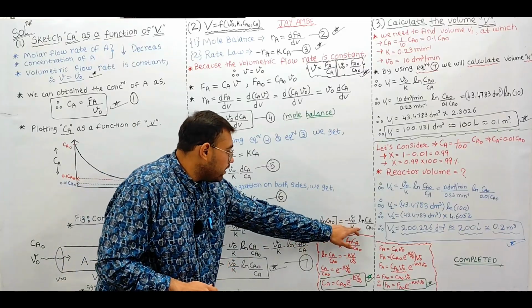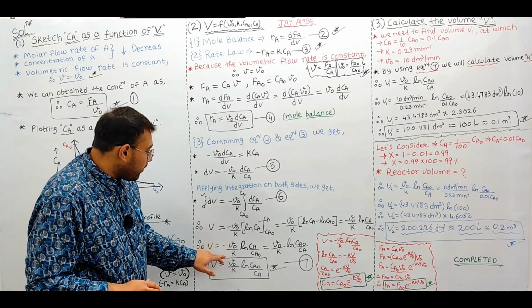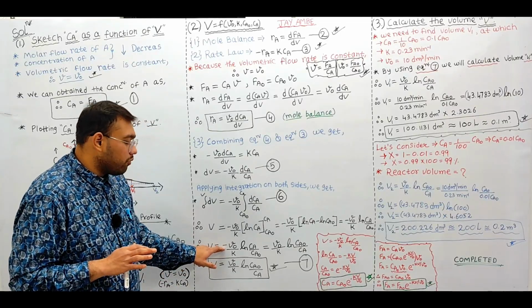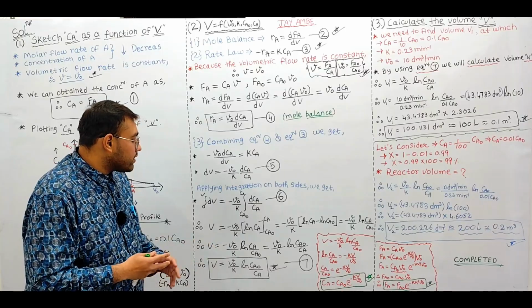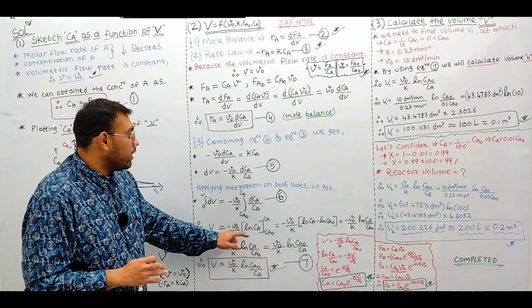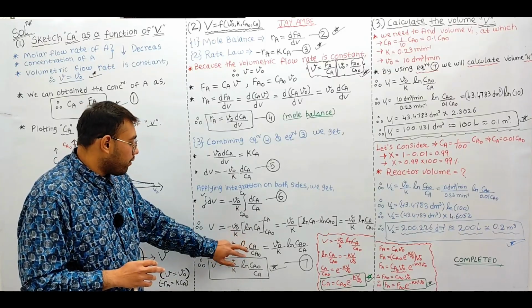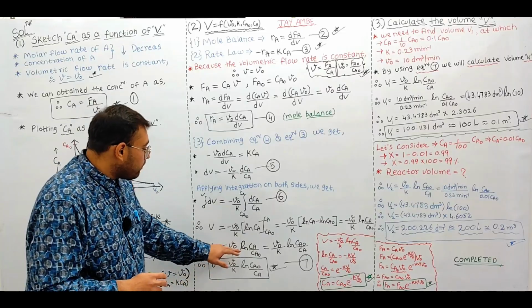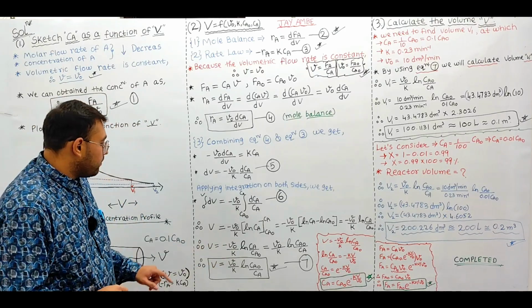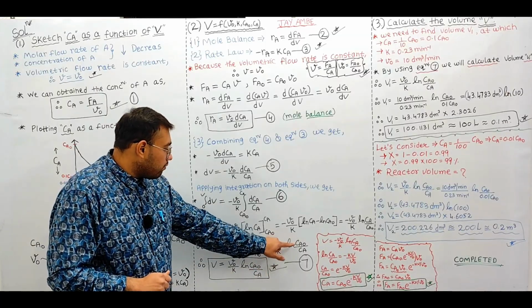So we obtain the final form: V is equivalent to minus v naught by k ln CA by CA naught. In order to make this negative sign positive, we can take the reciprocal. The denominator CA naught goes into the numerator, and the numerator CA comes into the denominator. By doing this reciprocal, the negative sign is cancelled off. So finally we get V is equivalent to v naught by k ln CA naught by CA.